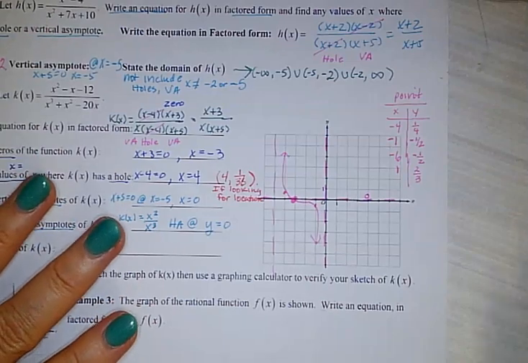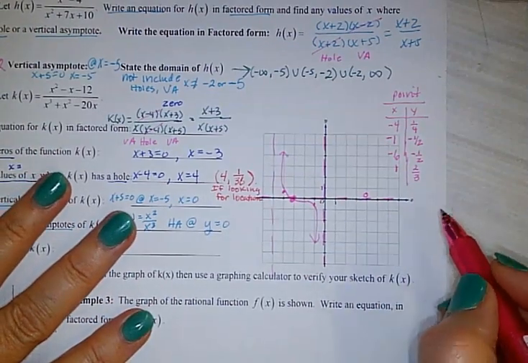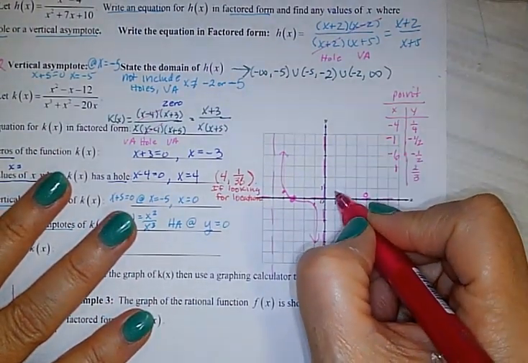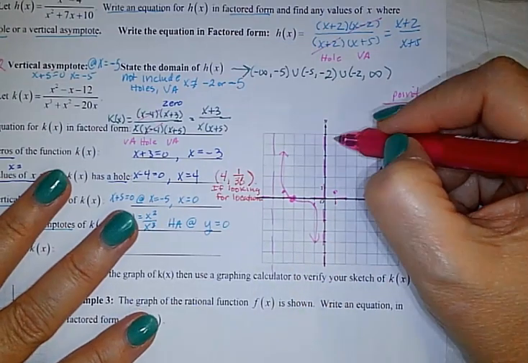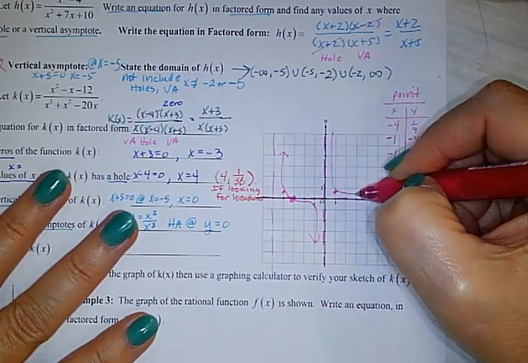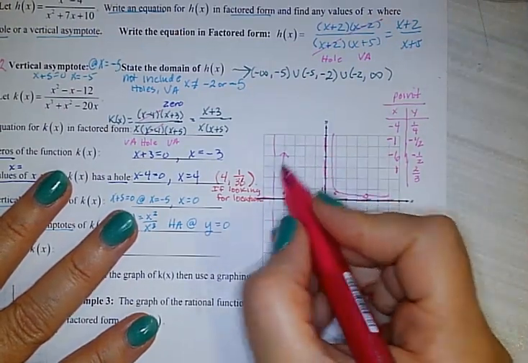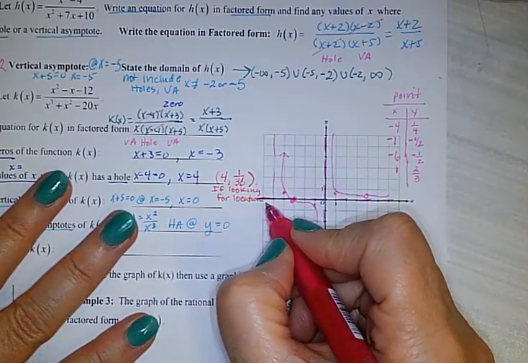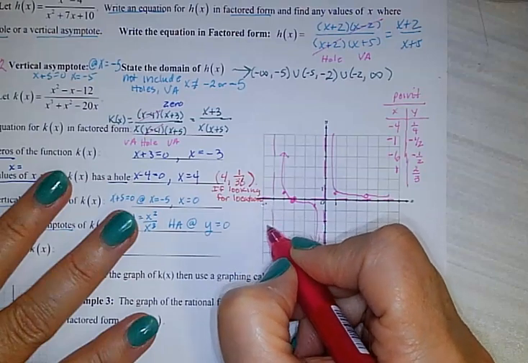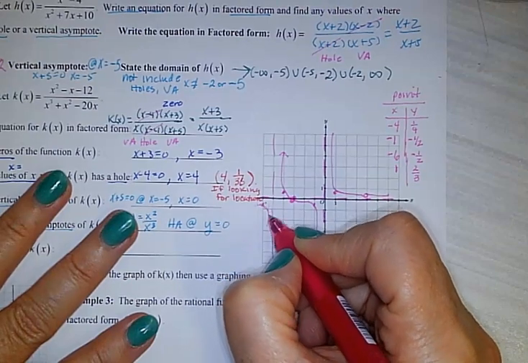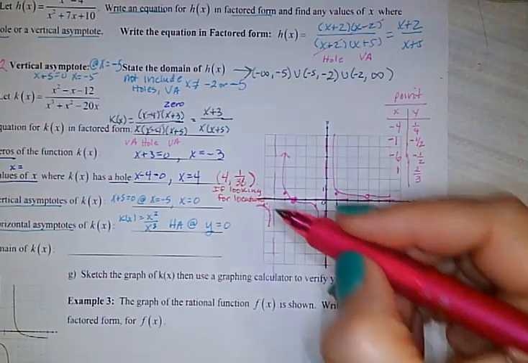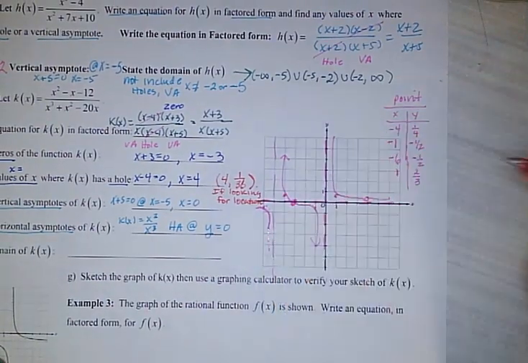And then on this side, I went ahead and calculated one more point, so I know I have 1 2/3. So this is probably going to look something like this. And then this side over here is -6 1/2, so I'm down here, and so this graph is going to do this. So that way I can look at what's going on with the graph.